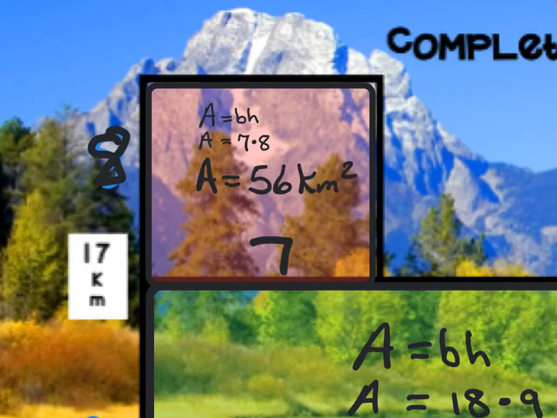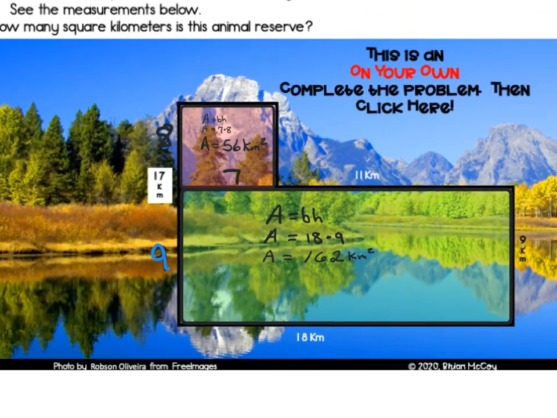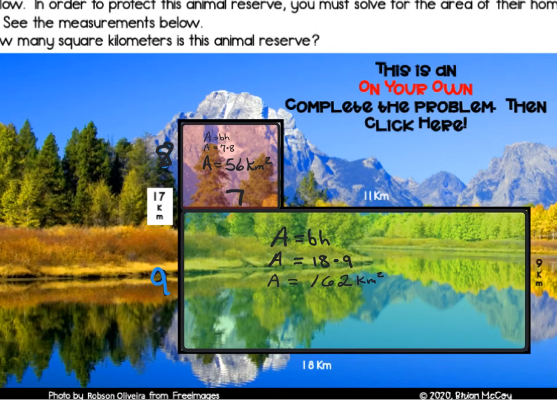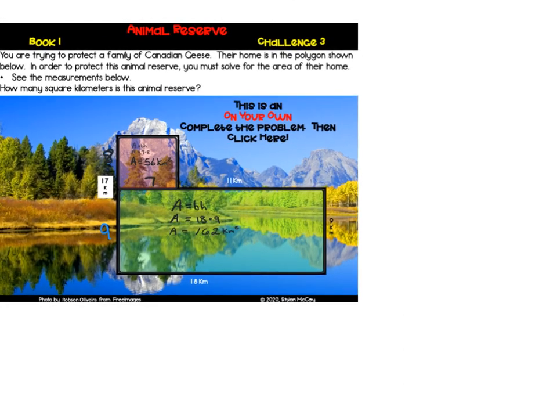Bam! Superb. Now let's take a look at this. Now to finalize this, I need to simply add the area of this rectangle here plus the area of this rectangle here, and I will get my total amount of kilometers squared. I'm going to do that right over here on the side. So I have 162 from the bottom one right here. Now I'm going to add in the 56. So add 56 right there. I'm going to add those two together.